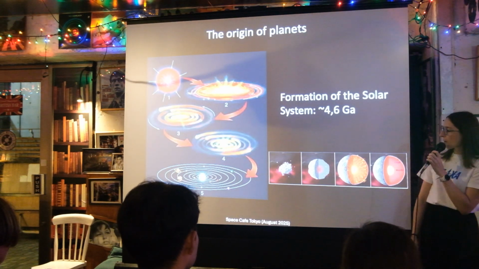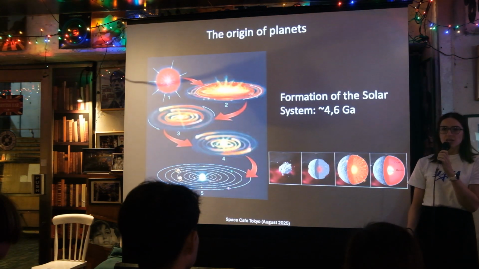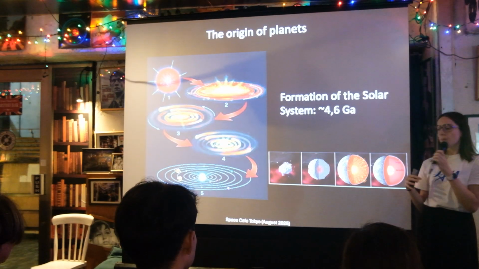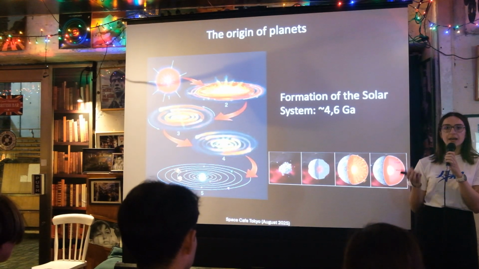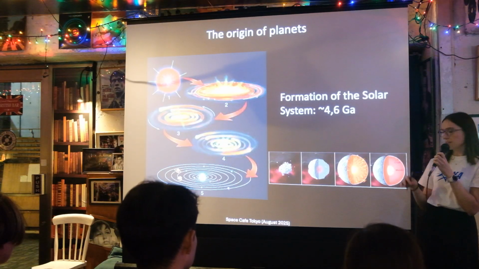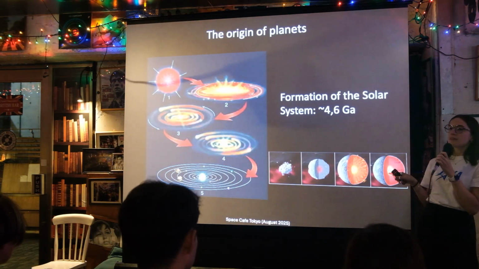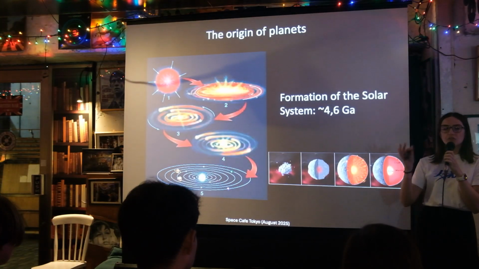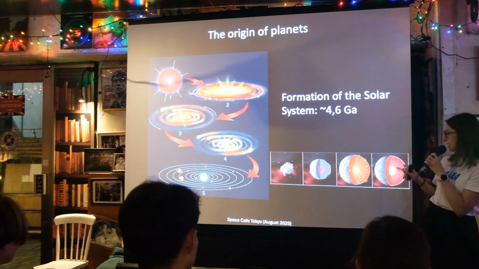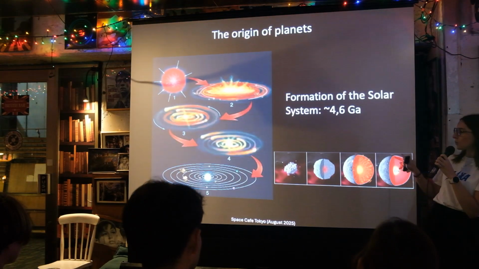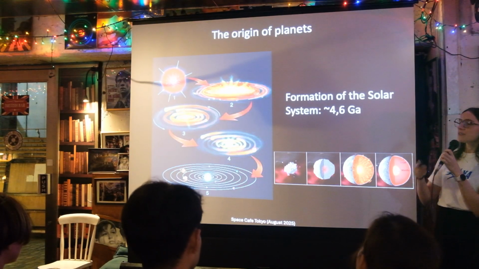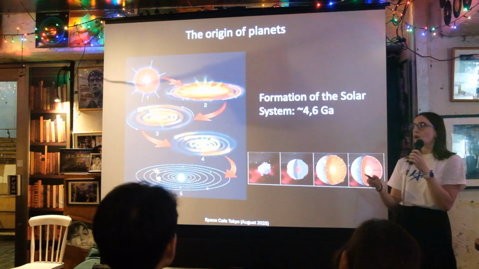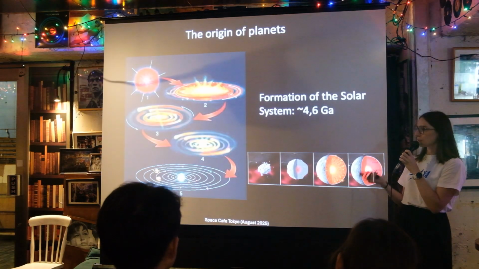And then some events of differentiation will move the elements within these protoplanets. The heavy elements, like iron, for example, will go to the center, creating the core. And then lighter elements, like silicates, for example, will float toward the surface, creating the crust that we have here. So this is basically what we know for now about the formation of the solar system in our universe.